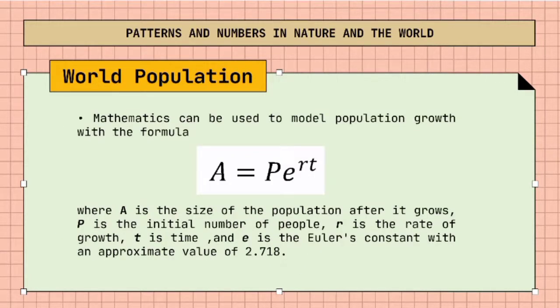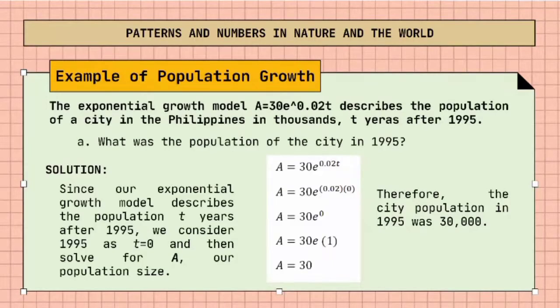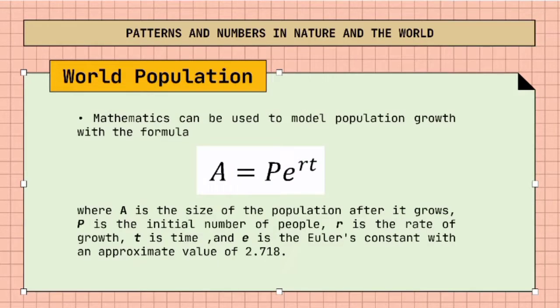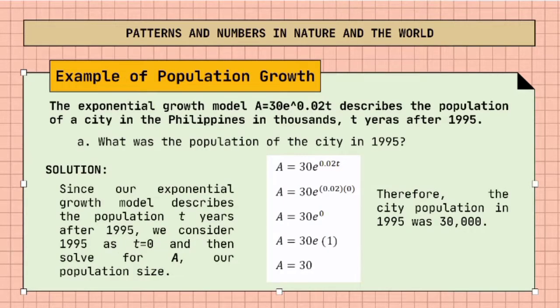Next is the world population. Mathematics can be used to model population growth with the formula A = Pe^(rt), where A is the size of the population after it grows, P is the initial number of people, r is the rate of growth, t is time, and e is Euler's constant with an approximate value of 2.718. As an example of population growth, the exponential growth model A = 30e^(0.02t) describes the population of a city in the Philippines, in thousands, t years after 1995.